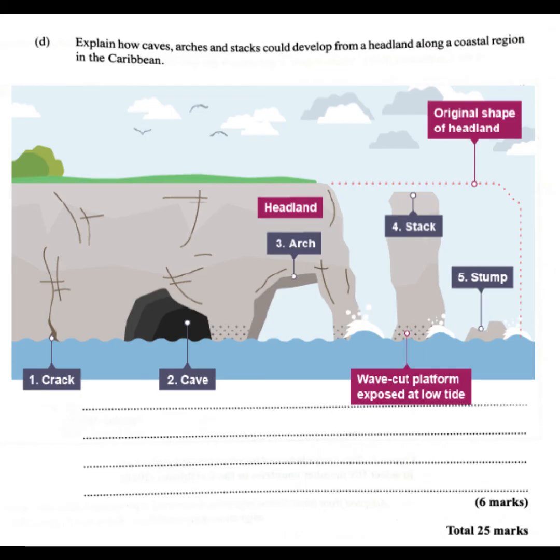Eventually, the roof of the arch collapses under its own weight, leaving behind an isolated pillar of rock that we call a stack, and the stack is at 4. So once the top of the arch roof collapses, it leaves behind the stack, which is 4. So gradually the stack is eroded until all that is left is a low rock outcrop exposed only at low tide, called a stump. So at 5, that is where we have the stump.